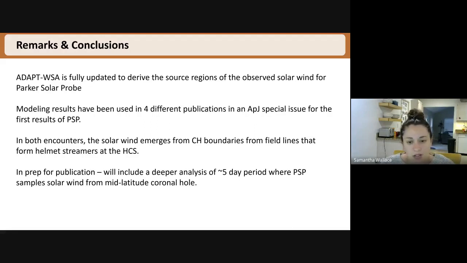And in both encounters, the solar wind emerges from coronal hole boundaries, from field lines that form helmet streamers at the heliospheric current sheet. So what I'm most interested in is holding out for Parker to observe deep inside coronal hole wind, and then from there really being able to look at the differences and characterize the wind from the boundary versus deep inside a coronal hole. Currently, whatever hasn't been published already from different co-author papers I've been on is in prep for publication, but I'm just working on a deeper analysis of that 5-day period I was talking about where Parker samples the solar wind from that mid-latitude coronal hole.